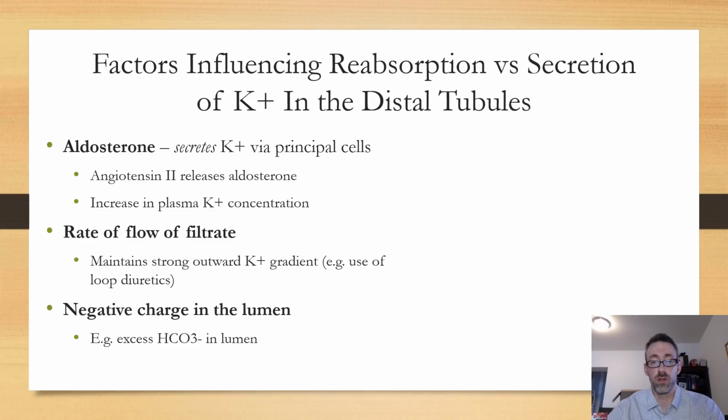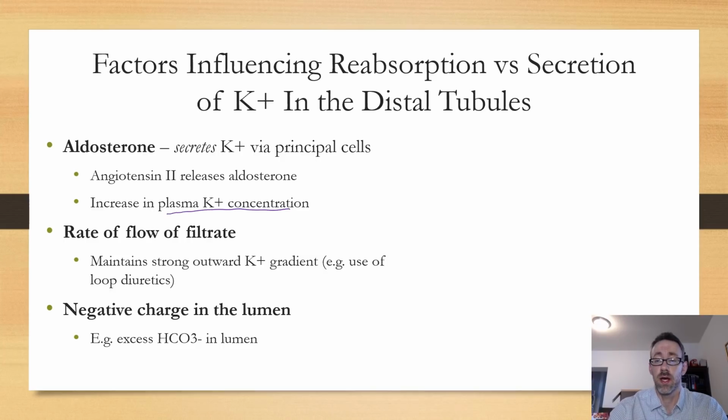Okay, so there are other factors that influence potassium secretion and absorption in the distal portions of the nephron. We talked about dietary intake, high or low. In cases of high dietary potassium intake, that can stimulate aldosterone. In fact, increased plasma potassium concentrations can stimulate the release of aldosterone, because aldosterone is one of our main regulators of potassium secretion. So when aldosterone levels go high, potassium secretion increases.